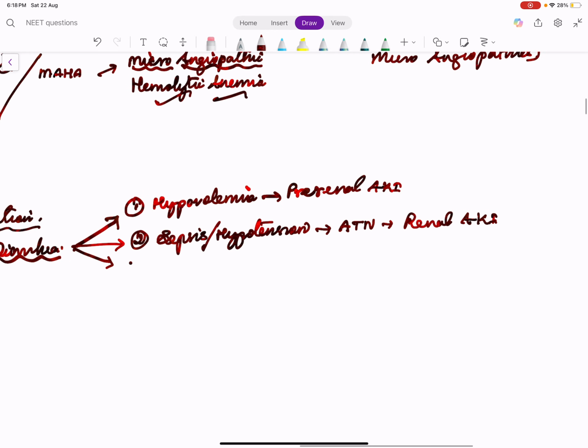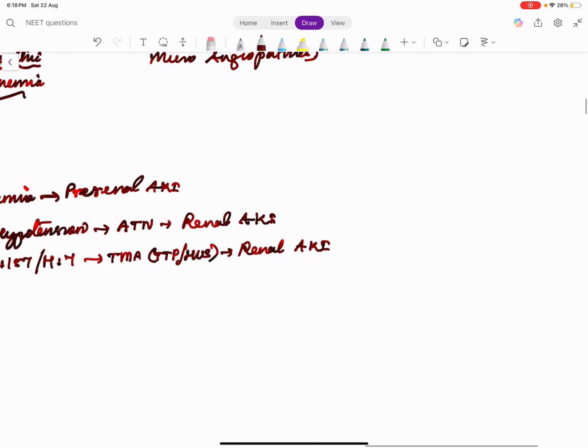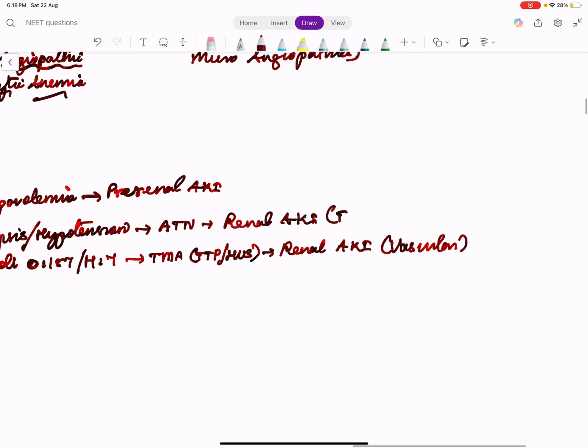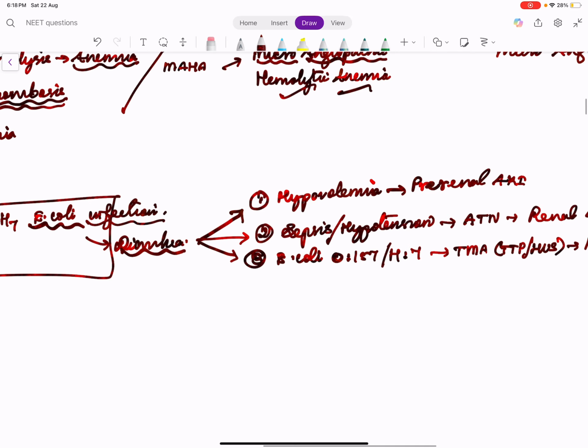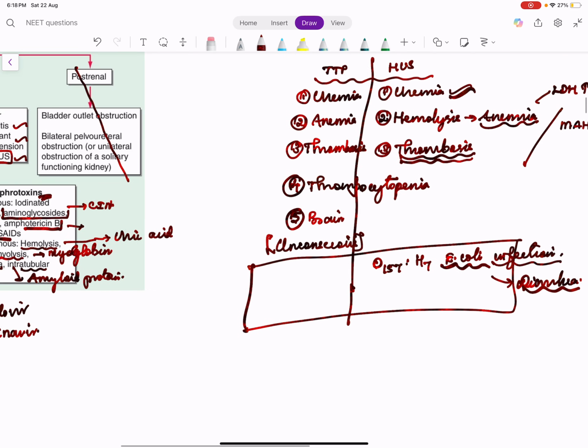If the person is having E. coli O157H7 infection, there can be thrombotic microangiopathy, that is TTP or HUS. This can cause renal AKI. This is due to a vascular cause. The tubular necrosis is a tubulointerstitial cause. So by all these mechanisms, AKI can occur in diarrhea, right? Now why does TTP occur?